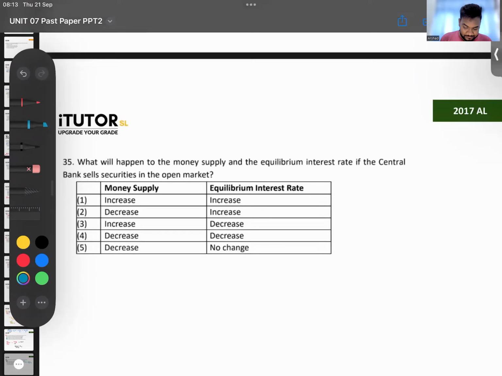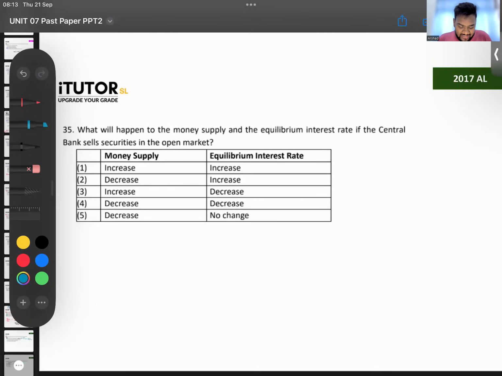35. Okay, again, very easy, guys. What will happen to the money supply and the equilibrium interest rate, that is the market interest rates, if the central bank sells securities in the open market? Okay, CBSL sells. CBSL sells means who is buying? Combanks buy. So Combanks buy means what happens to the reserves in the commercial banks? Now commercial banks are spending money and they are buying.